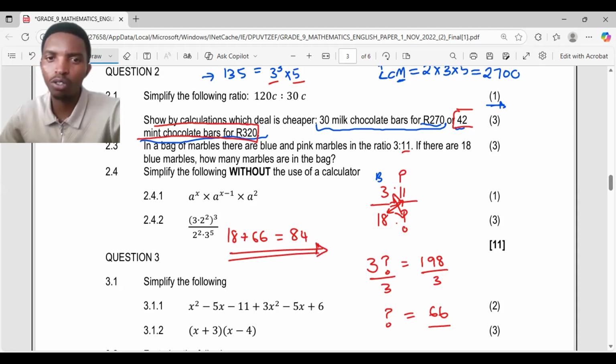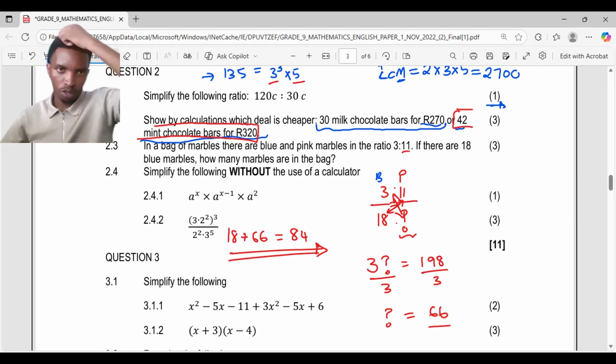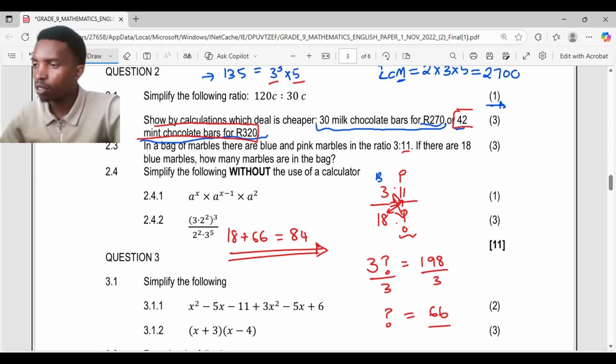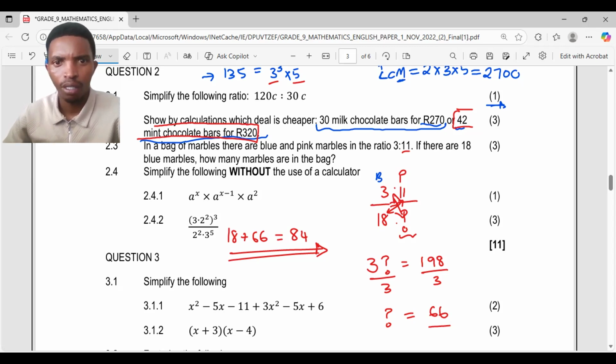So firstly, we needed to know how many pink marbles we have, and thereafter we add the blue and the pink marbles so we can get the whole thing. Remember, guys, if you're still not understanding, rewatch this video that I'm going to give to you. And I will be here until 8 o'clock, just in case there's any question that you guys need help with. Okay?